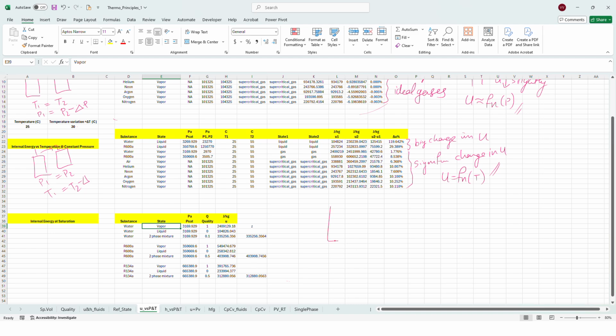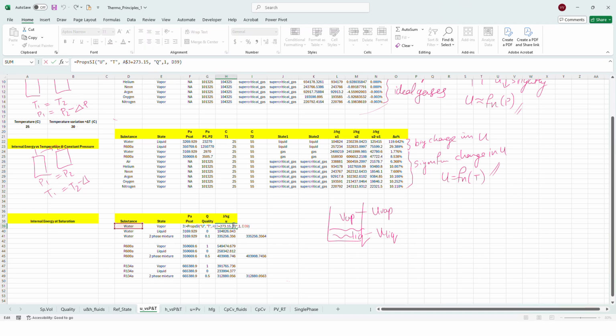Suppose you have a mixture of liquid and vapor. Which one will have higher internal energy? Based on what we have discussed before, the vapor should have a higher internal energy, right? And you can see those numbers here. So water, when it's vapor quality of 1, you can use the quality and pressure. So we are using pressure and quality.